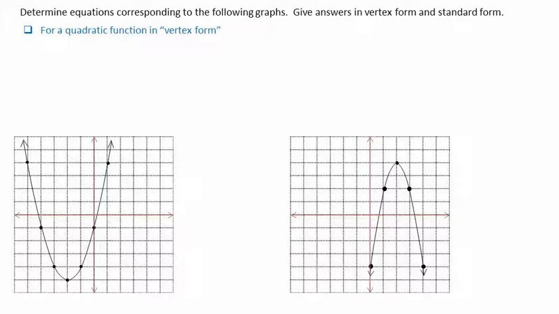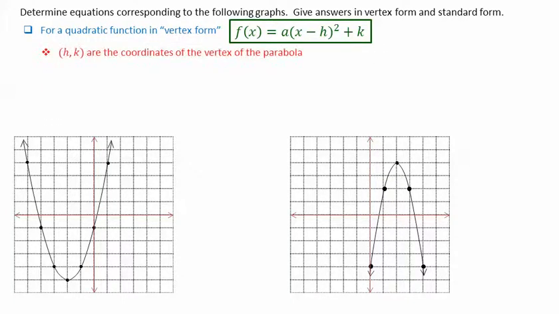For a quadratic function in vertex form, f of x equals a times x minus h all squared plus k, h comma k corresponds to the coordinates of the vertex of the parabola. The sign of a indicates the direction of opening.